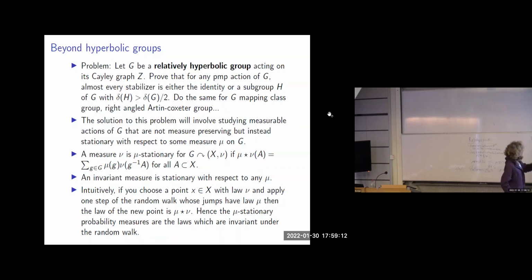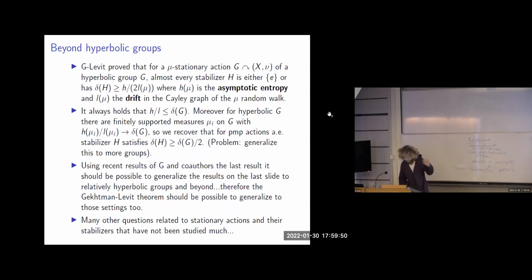So intuitively, what does it mean? So if you choose a point in X, distributed according to the measure nu, and you apply one step of the Markov chain on G, where the probability of multiplying by some element at each step is the measure assigned to this element by mu, whose jumps are distributed by mu. Then the law of the new point is mu star nu, and the mu-stationary probabilities are the laws which are invariant under the random walk. Okay, so what does it have to do with anything?